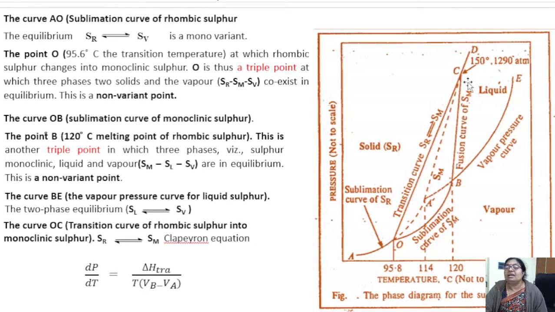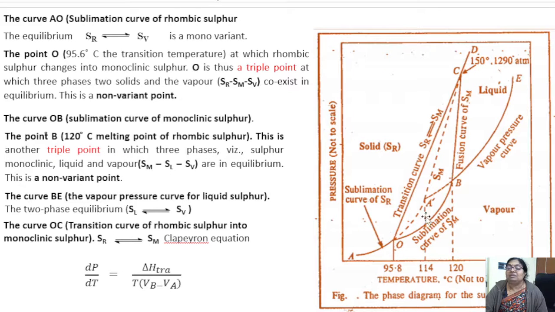We are going to extend that C up to CA dash. Then there will be a conversion, and the pressure will decrease. Then what happens is that monoclinic sulfur appears. This one is univariant, this one is also univariant, and this is also univariant. All three exist at point A.